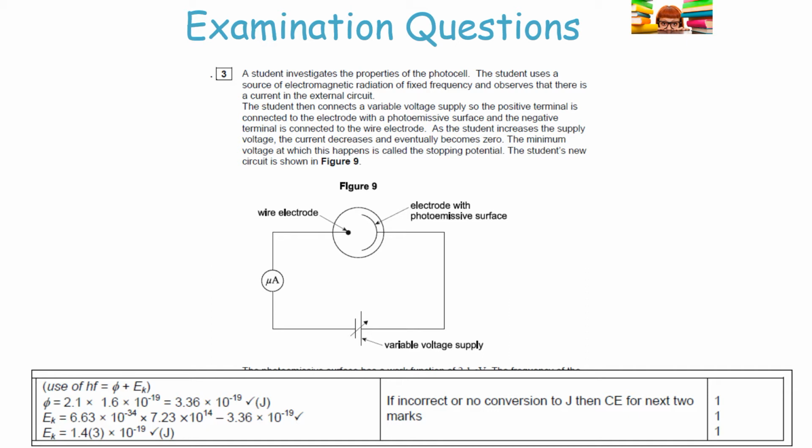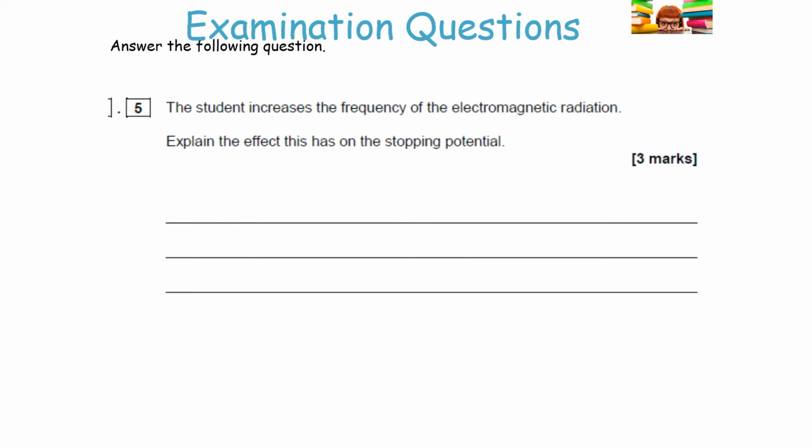So therefore we can work out the photon energy by doing h times f, then subtract that work function to give us our kinetic energy of 1.4 times 10 to the minus 19 joules. Let's have a look at the next question.